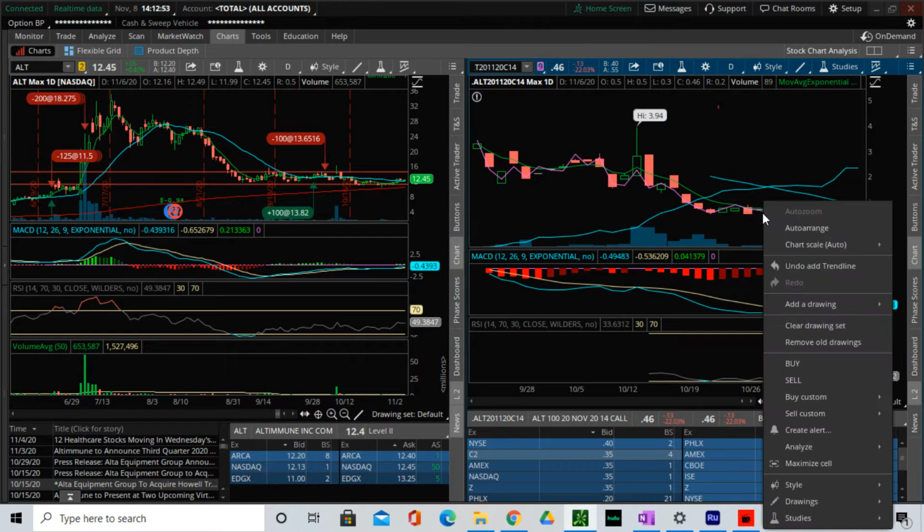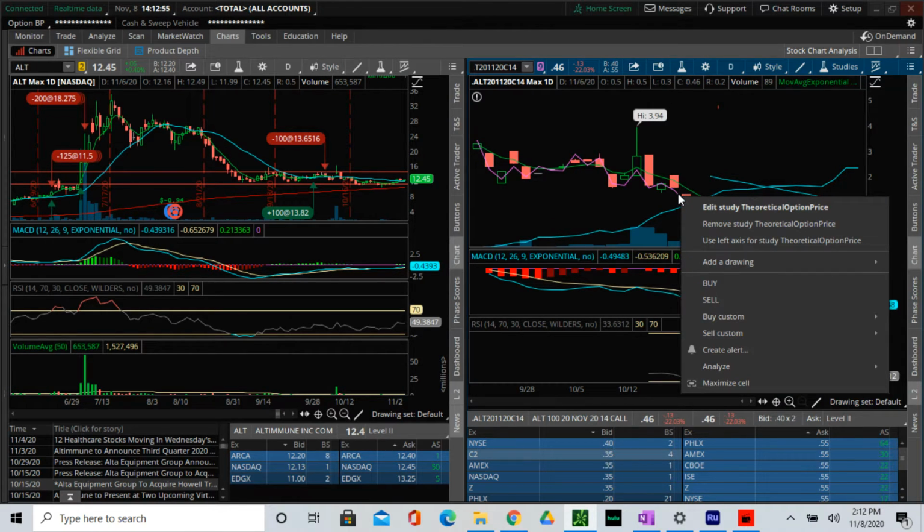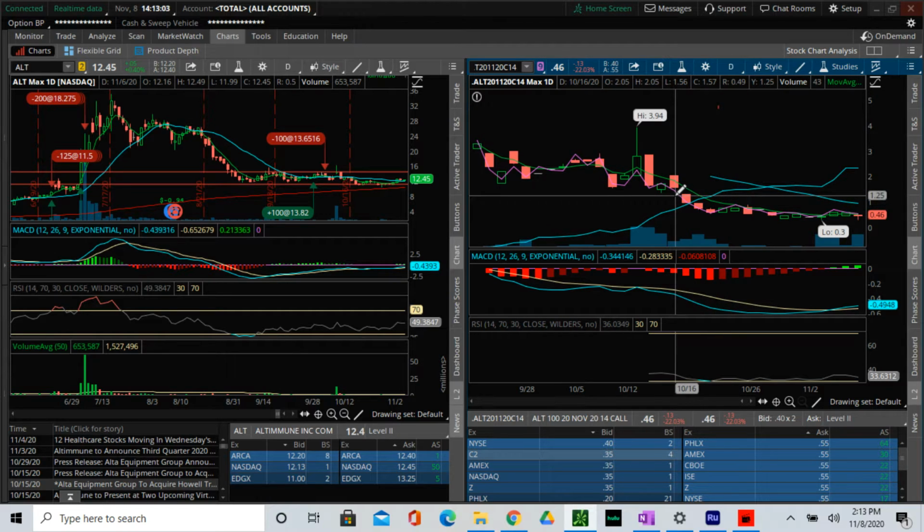I'm still trying to get used to some of the technical parts of the options. But yes, the purple line is the theoretical price, and in theory we believe that 55 cents is a reasonable price for this contract. And then the 5 EMA is 52 cents. So the 52 cents is below the theoretical price, right?